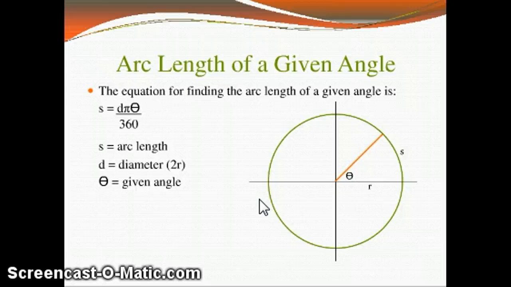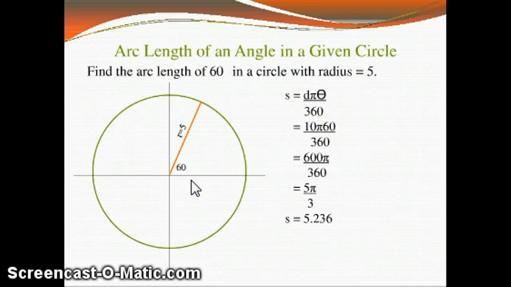Now we will calculate the arc length of a given angle. The formula for calculating this is S equals d pi theta all over 360, where S is the arc length we are trying to find, d is the diameter of the circle, or 2 times the radius, and theta is the angle that we are given. Now using this equation, find the arc length of 60 degrees in a circle with a radius equal to 5.